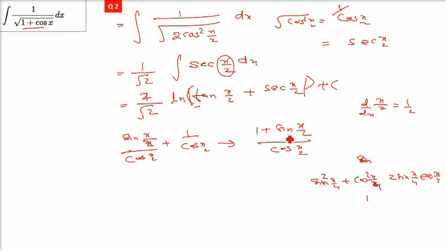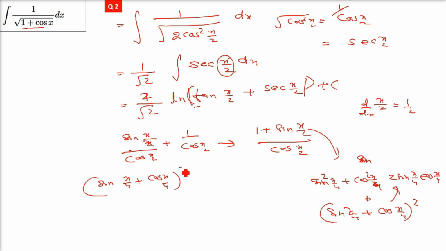So we have to match it with the 1. So sin square x by 4 plus cos square x by 4, we have introduced in place of 1. So what do we get? This is a square plus b square plus 2ab, which is nothing but a plus b whole square. So this is sin x by 4 plus cos x by 4 whole square. What we have done is replace 1 with sin square x by 4 plus cos square x by 4, and sin x by 2 with 2 sin x by 4 cos x by 4.